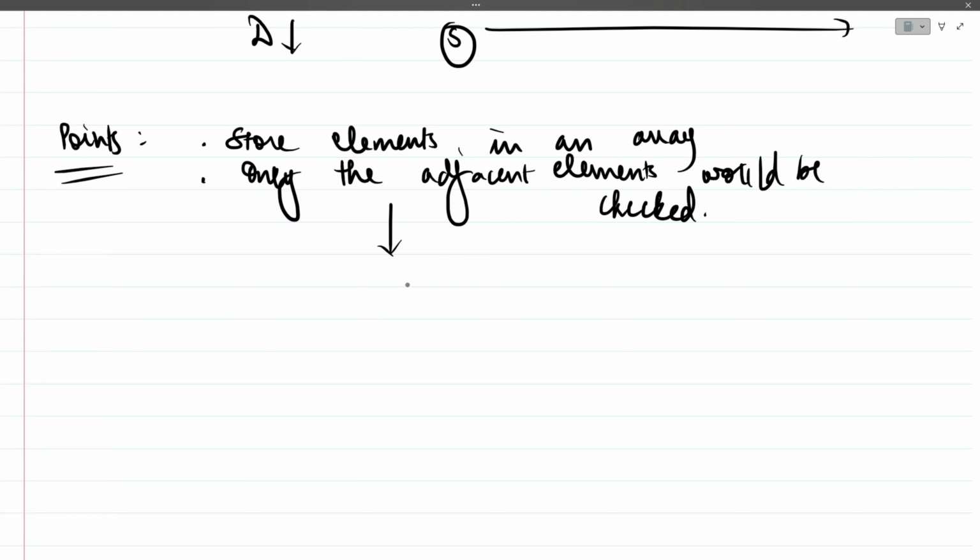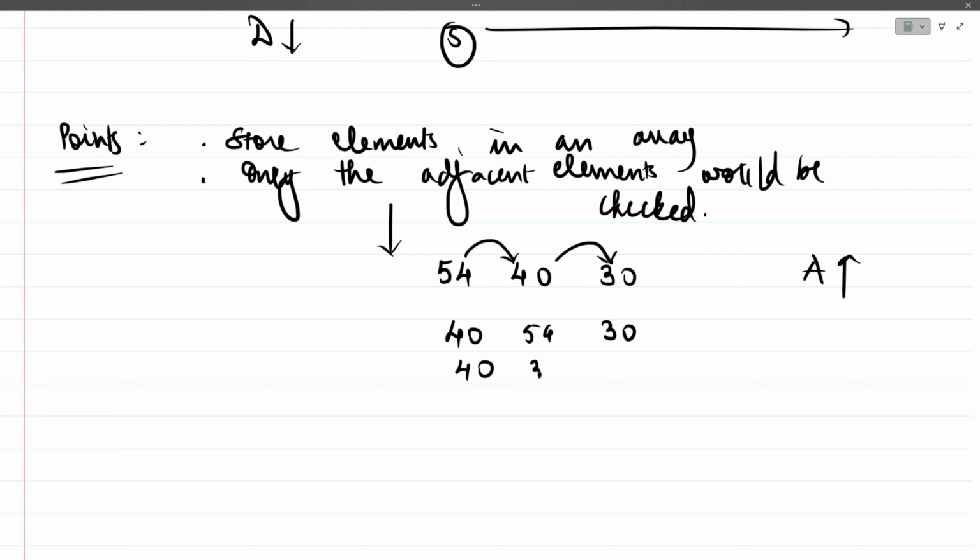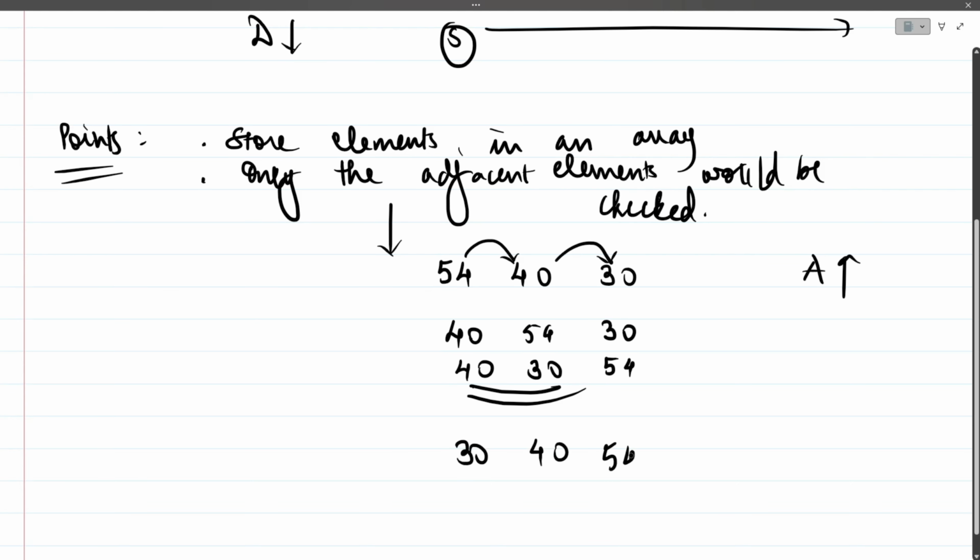If the criteria is met, let's suppose my elements are 54, 40, and 30, and I'm to sort in ascending order. So if you see, 54 is greater than 40 is greater than 30, so I'll be moving my 40 over here, 54 over here, and then 30, and then again 40 in this position, 30 and 54. Then again, I have to compare these two values: 30, 40, and 54. So far, this example is complete. Ascending order is established.